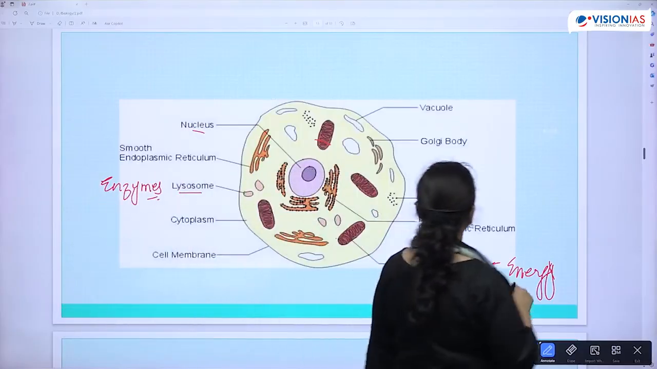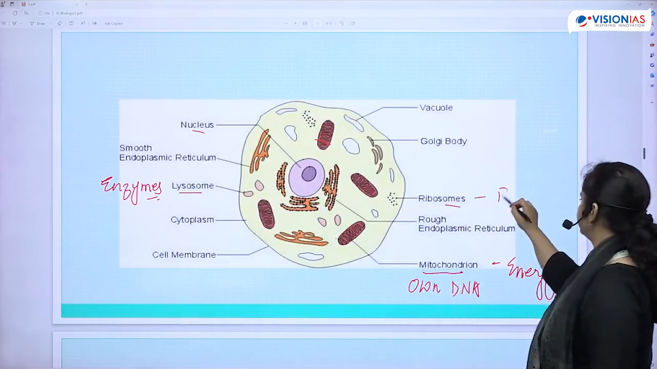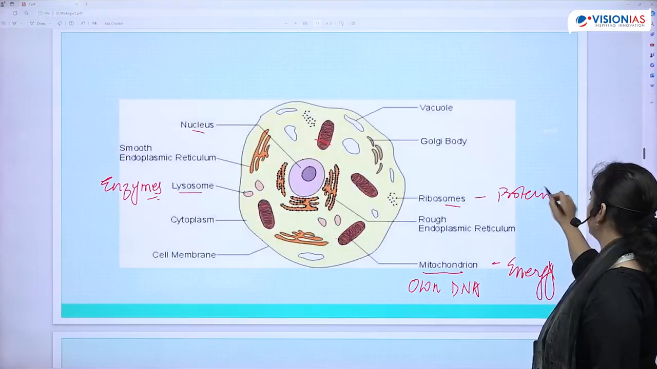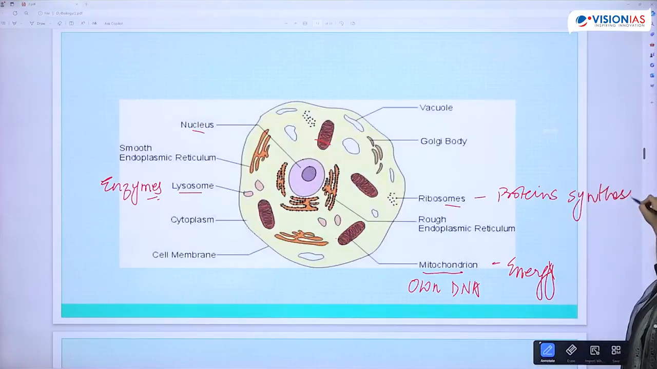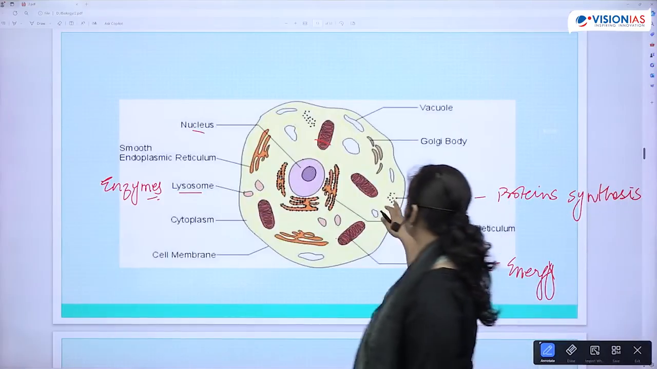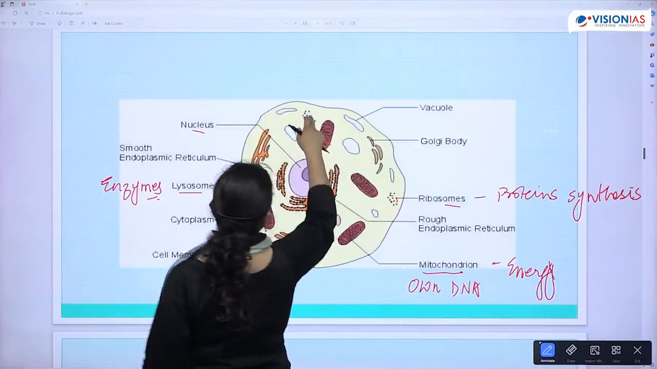Then you have ribosomes. This is the location where proteins are produced. We say protein synthesis. The cells prepare their own proteins, and that happens in the ribosomes. So we have a large number of these small ribosomes in different parts of the cell.